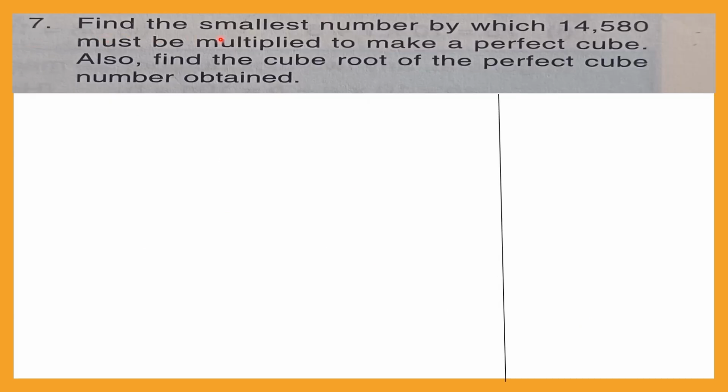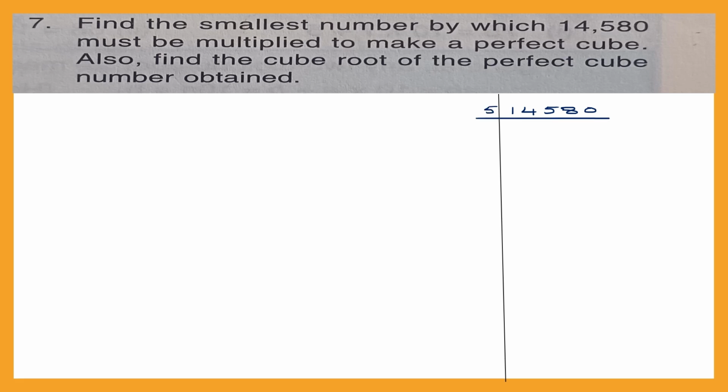Question 7. Find the smallest number by which 14,580 must be multiplied to make a perfect cube. Also, find the cube root of the perfect cube number obtained. So first we have to find all the prime factors of 14,580. So let's do that. So we have 14,580. Let's find all the factors. Let's begin with 5 itself because it's ending in 0.